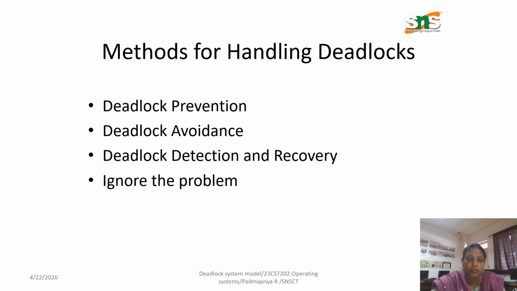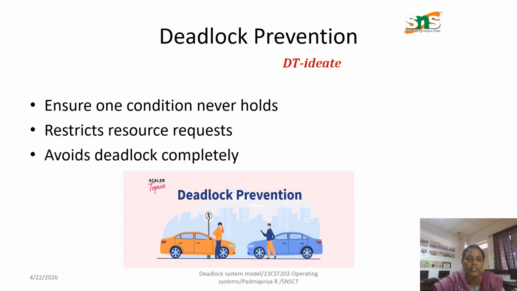Methods for handling deadlocks are deadlock prevention, avoidance, detection and recovery, and ignoring the problem. Deadlock prevention means we have to find the reason why deadlock happens. Deadlock avoidance means we use some algorithms to avoid deadlocks. After process initiation, we have to check and detect whether a deadlock has happened or not. If it has happened, we have to recover from it, or else we ignore the problem. These are all the methods for handling deadlocks.